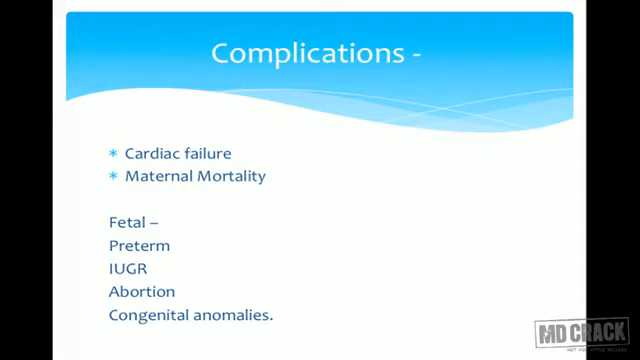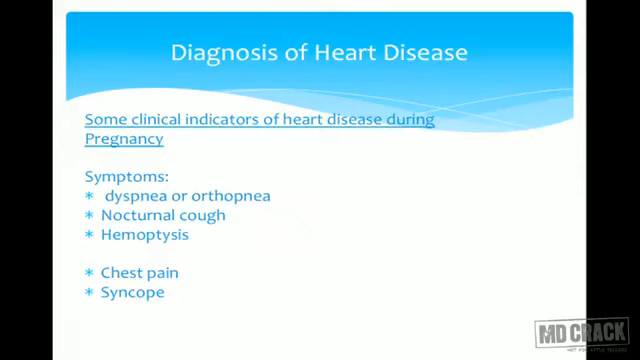In cyanotic diseases, the blood supply going to the fetus is compromised, so there may be abortions or even IUGR is seen in these cyanotic disease patients. And usually, if a mother has congenital heart disease, it is found that the babies are more likely to have congenital anomalies. So there is an increased risk of congenital anomalies in the fetuses.